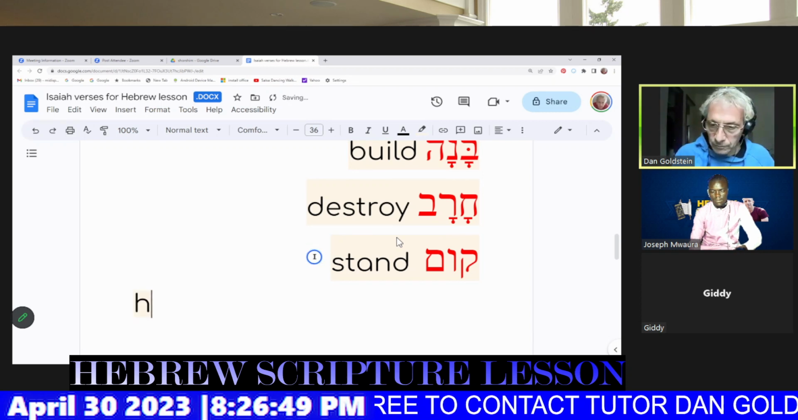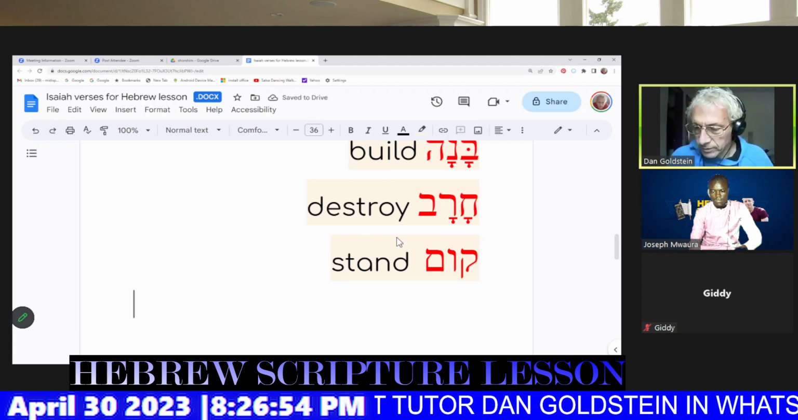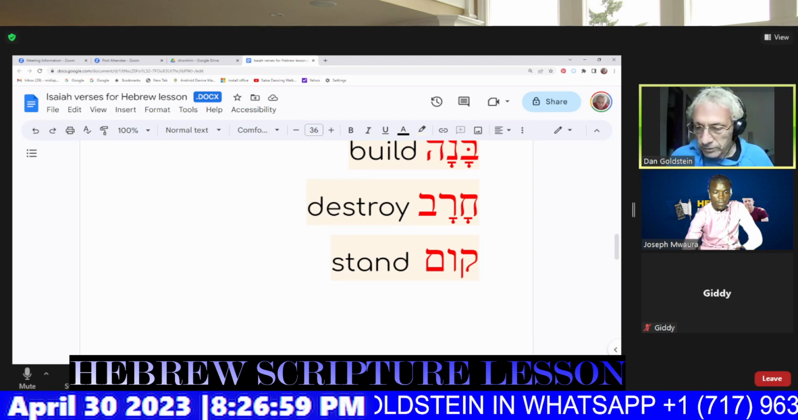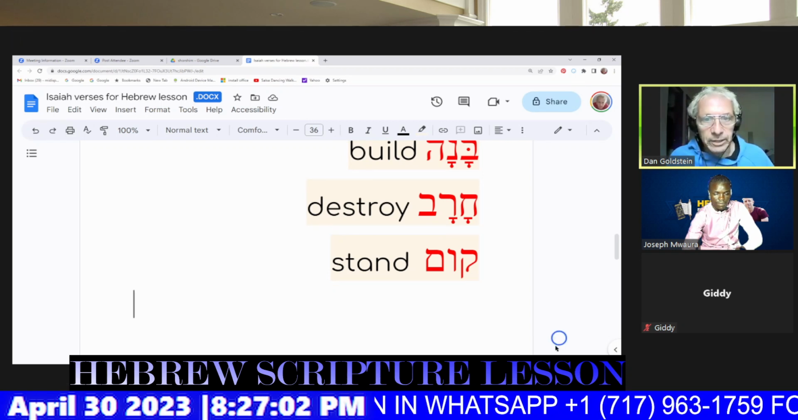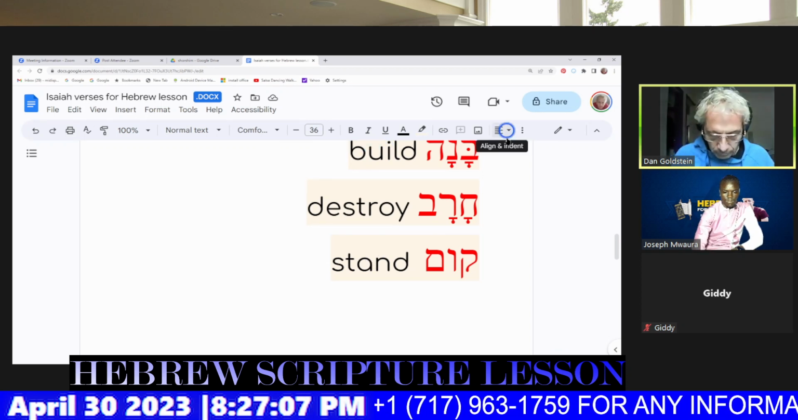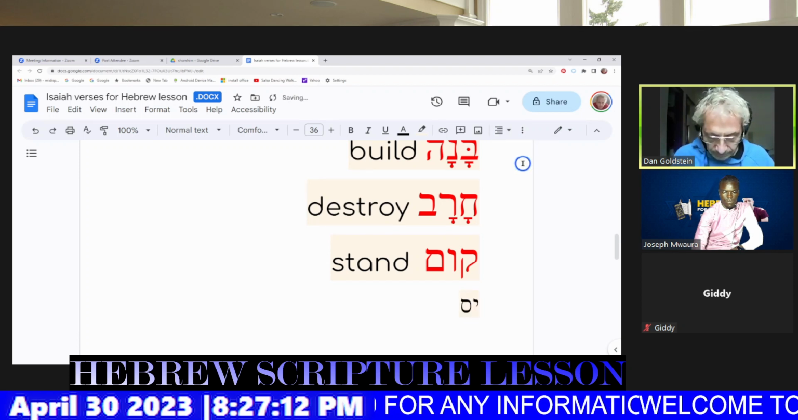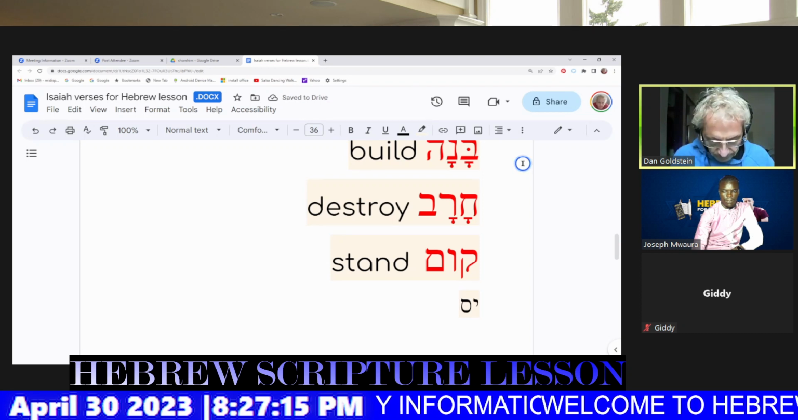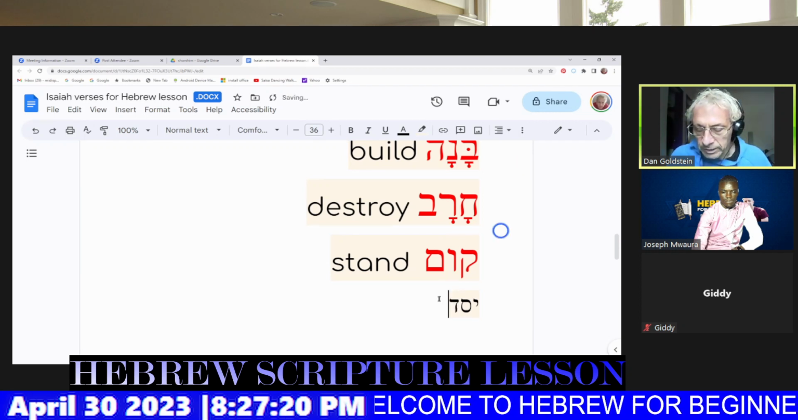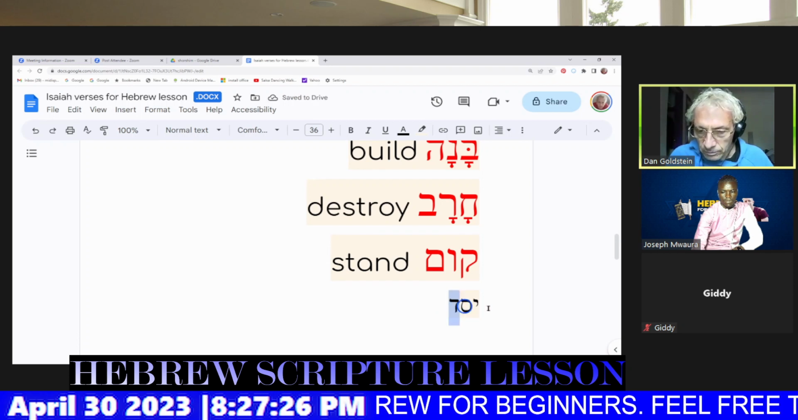The shoresh we can discover, and another word we can discover in this verse is also a very interesting one. Yud, Samech, Daled. Yasad, to establish, to found, or to establish.